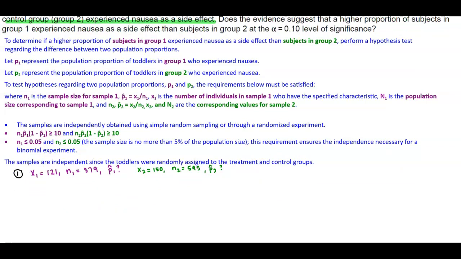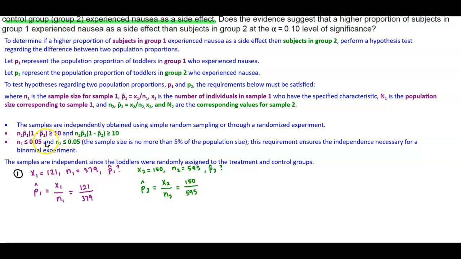Okay, so to find P hat subscript 1, we know the formula is X subscript 1 divided by N subscript 1, which is equal to 121 divided by 379. And then P hat subscript 2 is equal to X subscript 2 divided by N subscript 2, which is equal to 150 divided by 595.